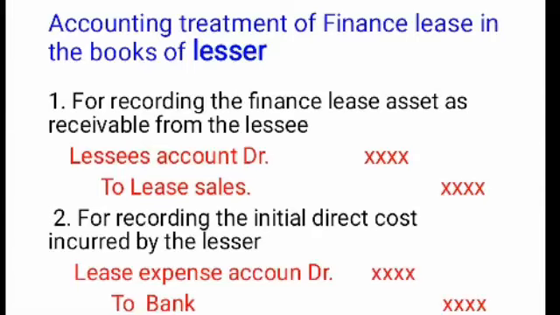Here, the lessor is the seller of the product or the seller of the machinery. So he should enter the journal entry as a sales entry, a credit sales entry. Here, the lessee is the debtor and lease sales is the sales account. So he debits the lessee's account and credits the lease sales account. Lease sales.